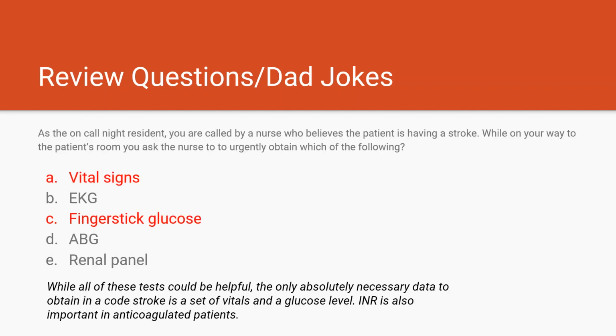So this question actually has 2 correct answers because both vitals and glucose are absolutely necessary in the acute evaluation of a possible stroke. The rest of these values might be helpful, but they're not necessary. The only other necessary lab would be an INR in a known warfarin patient.